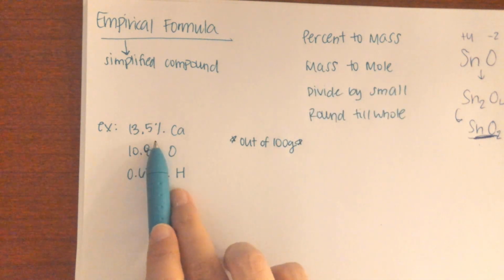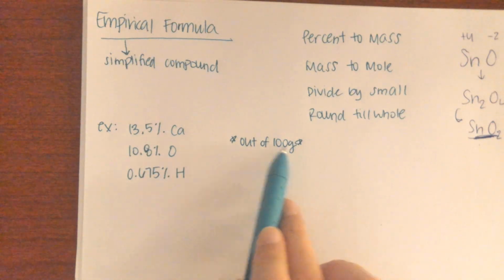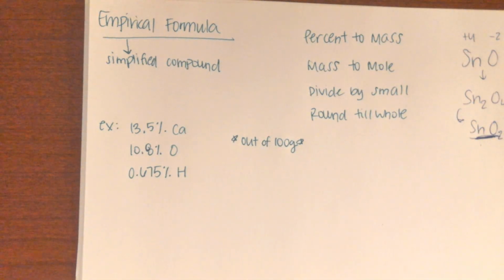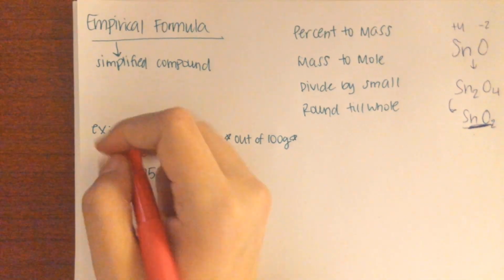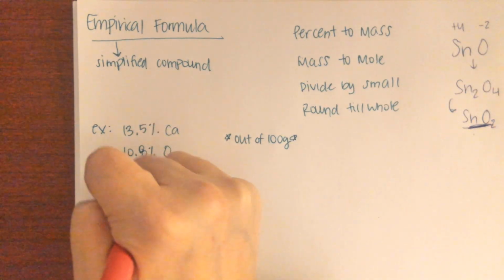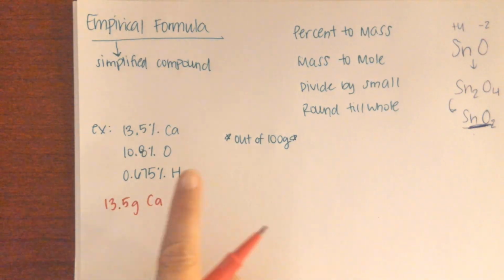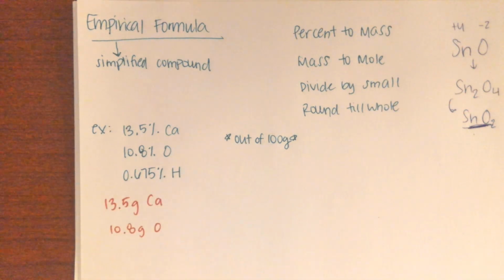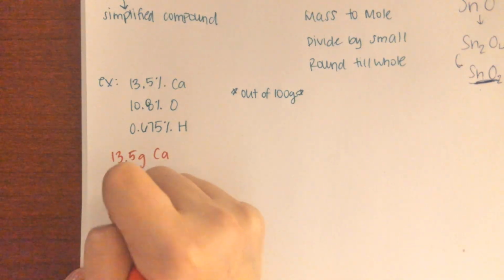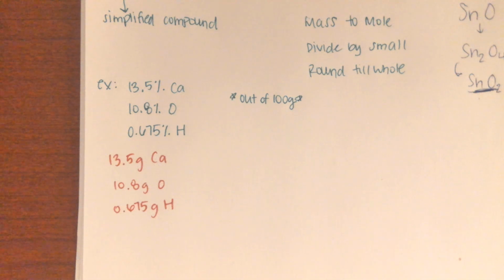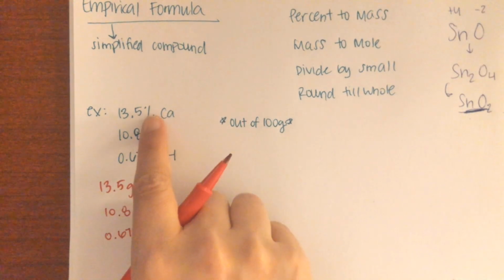So that way when we do 13.5% out of 100, that is 13.5 grams. So we are doing the first step right now. So 13.5% is now 13.5 grams of calcium. 10.8%, 10.8 grams. And then 0.675 grams of hydrogen. So that is our first step. All we're doing is just simply changing the symbol.